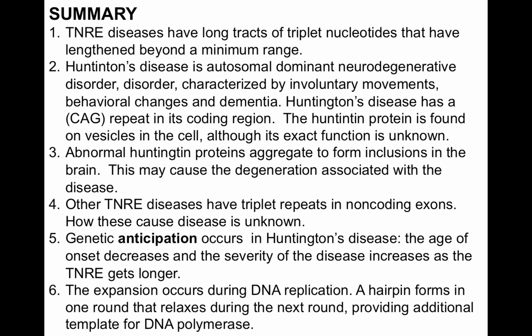Genetic anticipation occurs in Huntington's disease, which means that the age of onset decreases and the severity of the disease increases as the TNRE gets longer. And the expansion occurs during DNA replication. A hairpin forms in one round that relaxes during the next round, providing additional template for DNA polymerase.